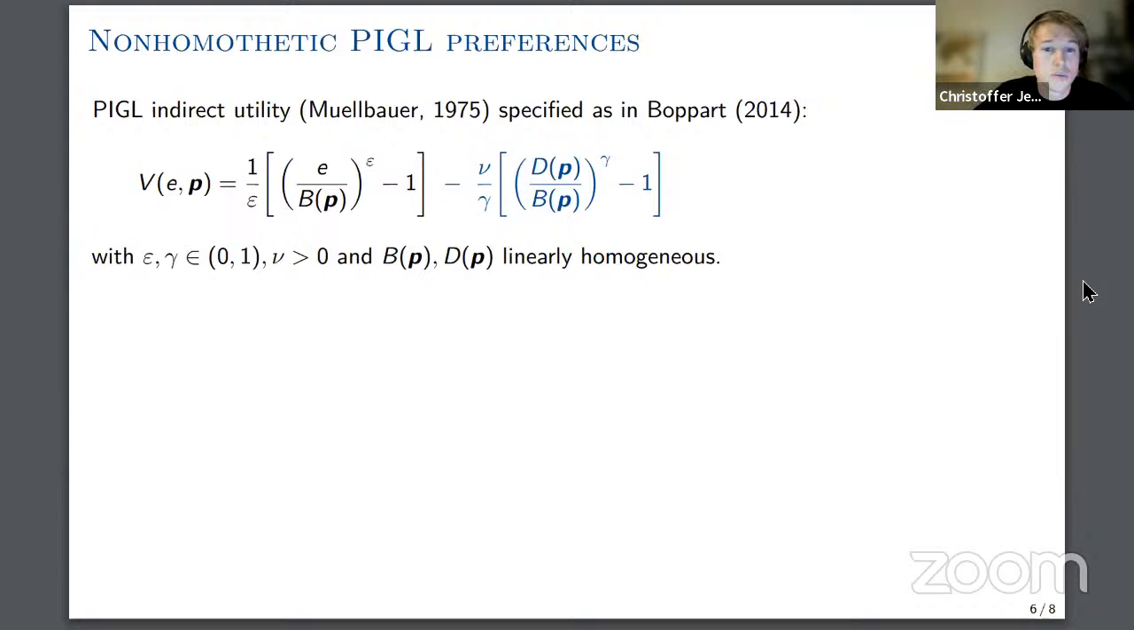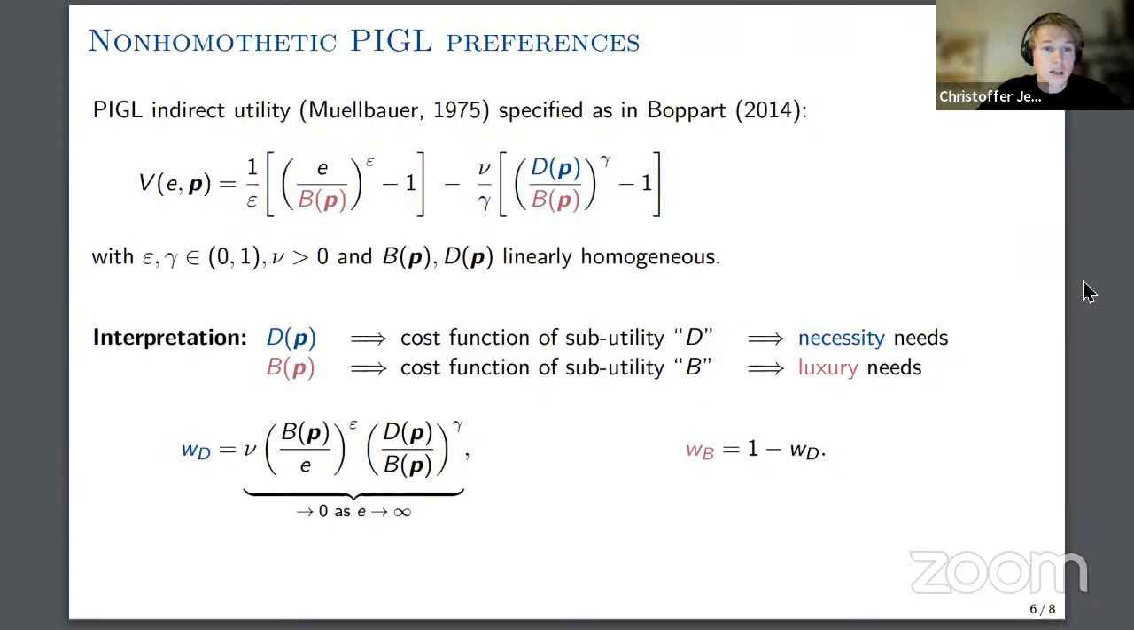So first of all, the two price functions, D and B, have very specific interpretations. The D function is representing a cost function of some subutility D, which bundles together all the prices of necessity goods. And the B function is a cost function of subutility B, which bundles together all the prices spent on luxury goods. And this is evident from the derived expenditure share equations, where you can see that the expenditure share on D goods is declining in total expenditures, that is the very definition of necessity goods, and the expenditure share on B goods is increasing in total expenditures, that is the definition of luxury goods.